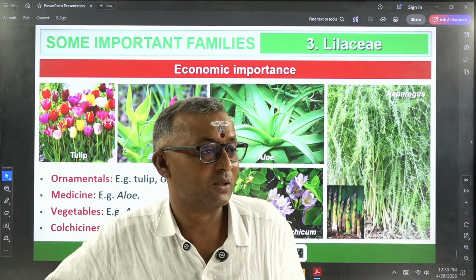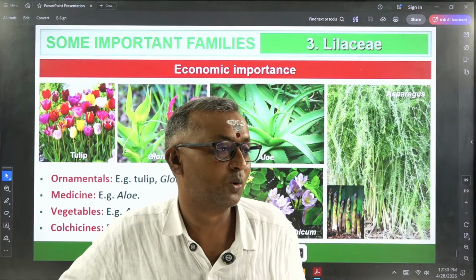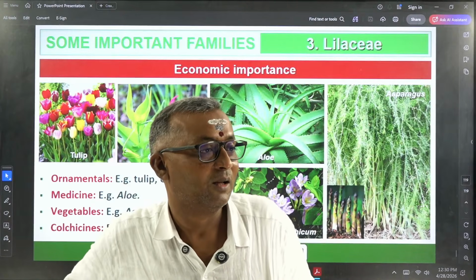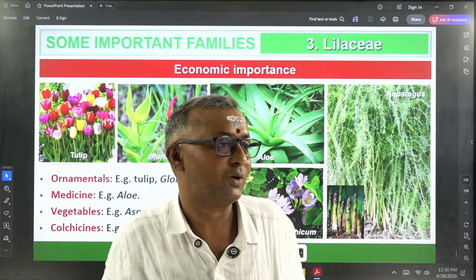What is meant by colchicine? Colchicine is a chemical mutagen, Babu Reddy. A chemical mutagen that creates mutations.